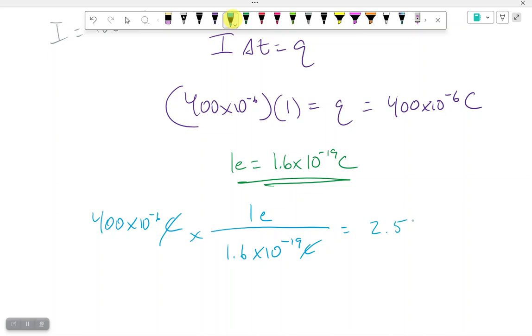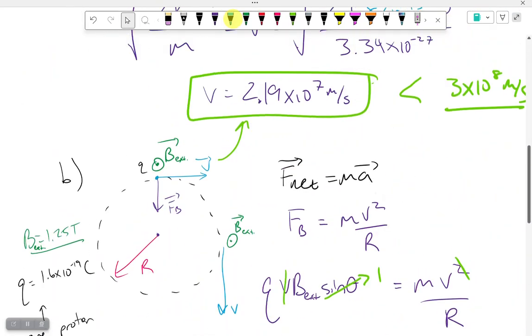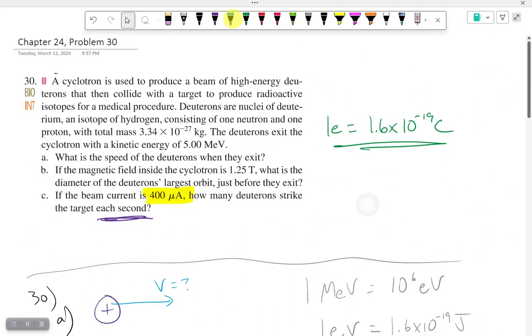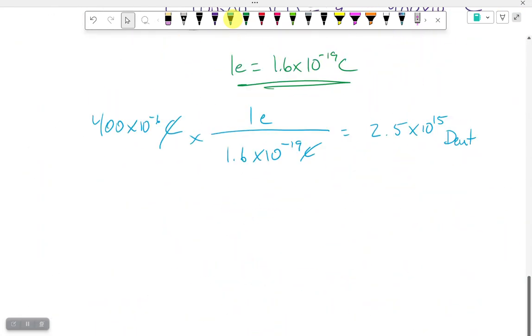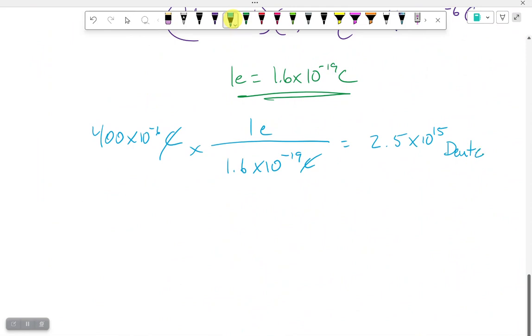2.5 times 10 to the 15. And that's elementary charges, but that's also equivalent to my deuterons, because one elementary charge is the same as one deuteron. They didn't call it deuterium, they called it deuterons. So there we go. I hope I spelled that right, because I just lost it. Anyway, I'll just scribble it. There you go. You can't tell anyway.